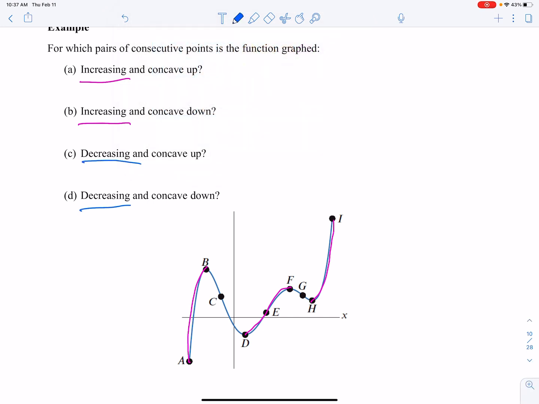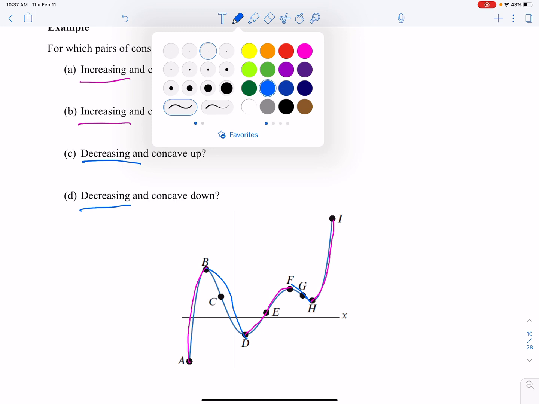Where is this function decreasing? So that's just where the y values are dropping. So from B to D we're decreasing, and from F to H we're decreasing. Okay? So now what we've got to look at is the concavity.